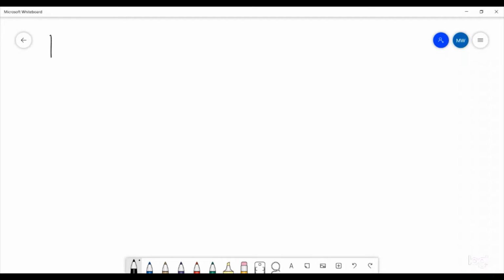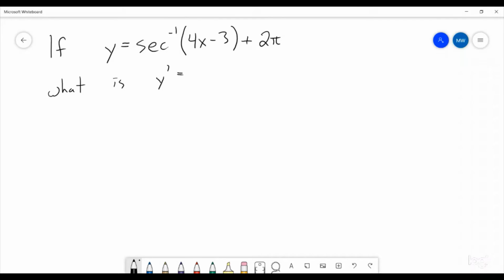So if we are given something like, if y is equal to inverse secant of 4x minus 3 plus 2 pi, what is y prime, or dy/dx? How would we find that if this was the problem we were given? Well, either you have the derivative of inverse secant memorized, which I don't, or we're going to have to use implicit differentiation. So how would we do that?